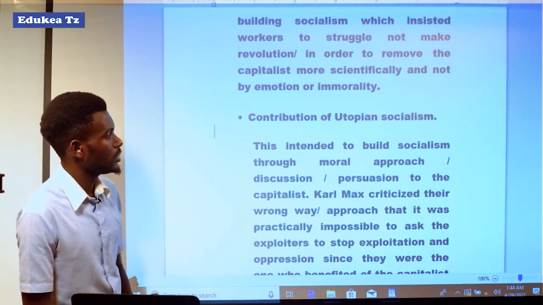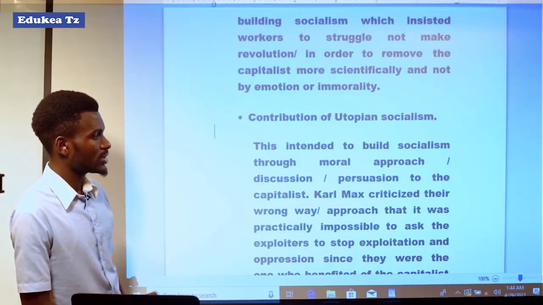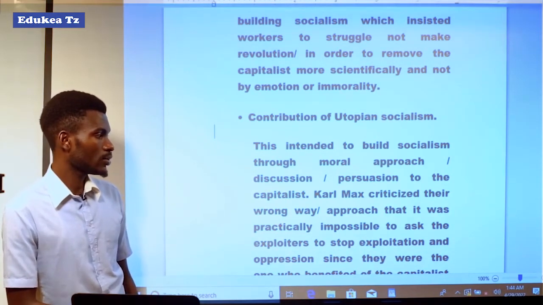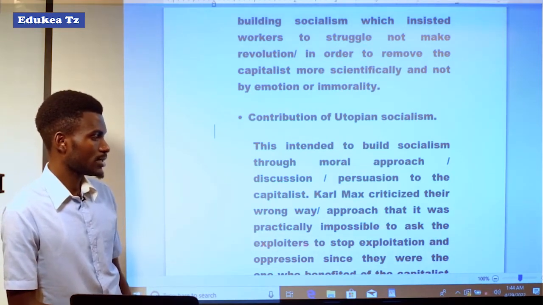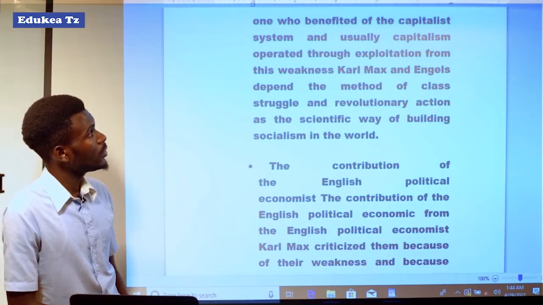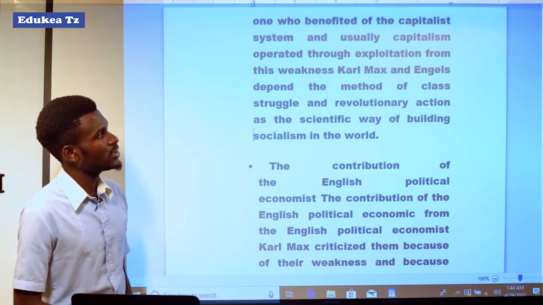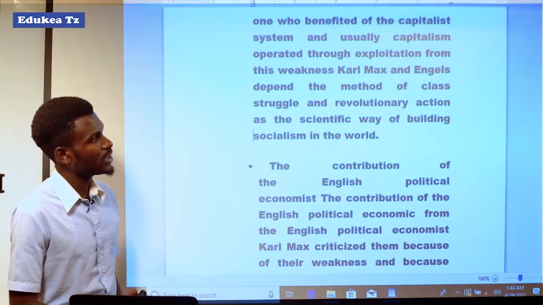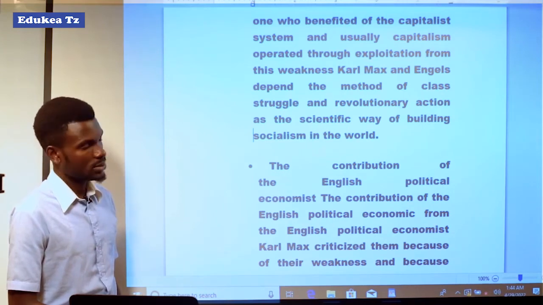Contribution of utopian socialism. This intended to build socialism through a moral approach, or discussion, or persuasion of the capitalists. And Karl Marx criticized their long way or approach, because it was practically impossible to ask the exploiters to stop exploitation and oppression, since they were the ones who benefited from the capitalist system, and capitalism usually operated through exploitation. From this weakness, Karl Marx as well as Friedrich Engels adopted the method of class struggle and revolutionary action as the scientific way of building socialism in the world.